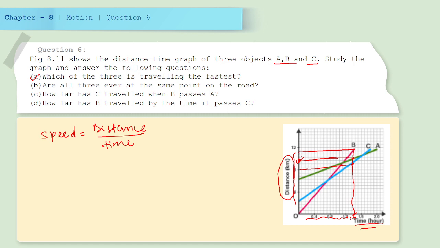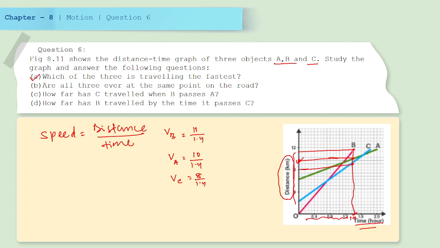So who is traveling faster? The one who has covered more distance in the same time will be traveling fastest. So in this case, for B, the distance is 11 upon 1.4. The velocity or speed of A is 10 by 1.4. For VC, it is 8 by 1.4.